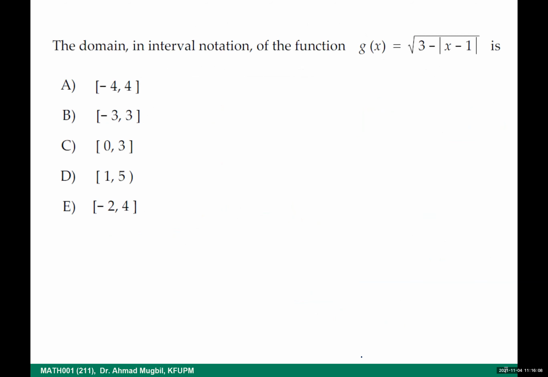Okay. Find the domain of this function in interval notation. Please write the solution in your notebook. Let's see who is working in the right way.